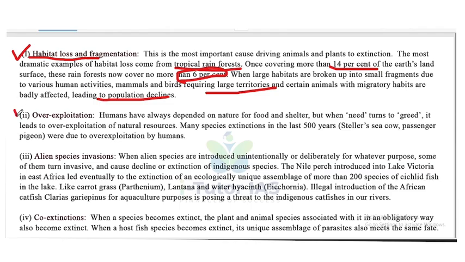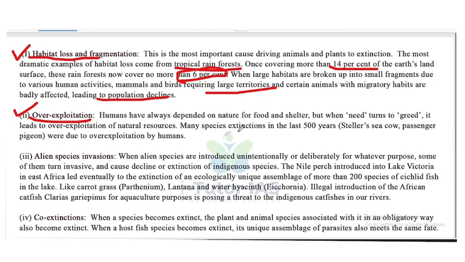Moving on to the second point, or second evil in the evil quartet, is overexploitation. Humans have always depended on nature for food and shelter, but when need turned into greed, it leads to over-exploitation of natural resources. As Mahatma Gandhi said, the earth has all resources for everybody's need, but not for anybody's greed. So when need turns into greed, it leads to species exploitation, which leads to species extinction.